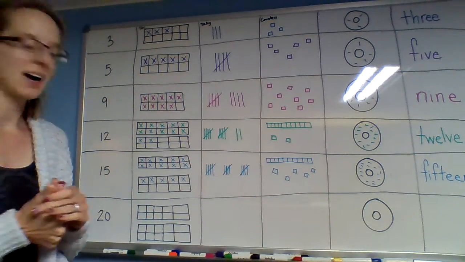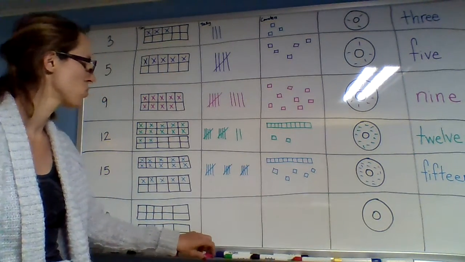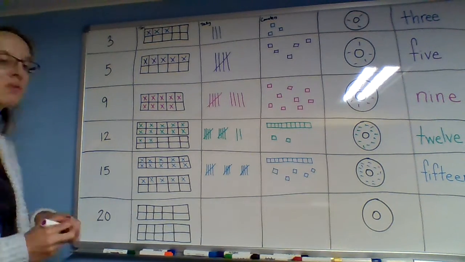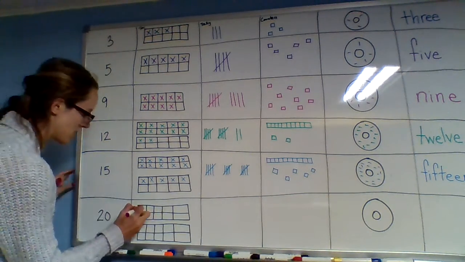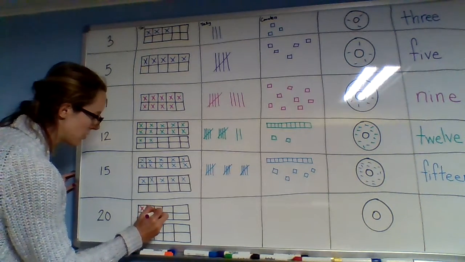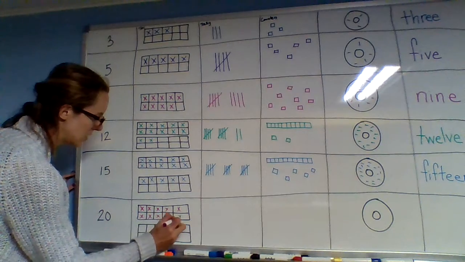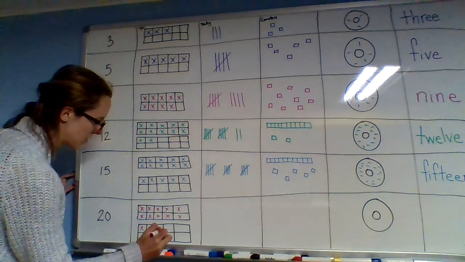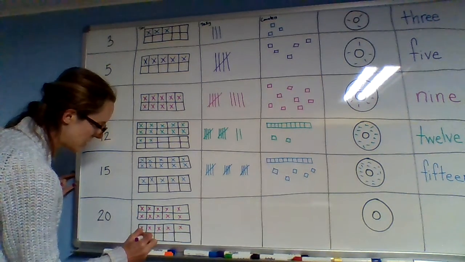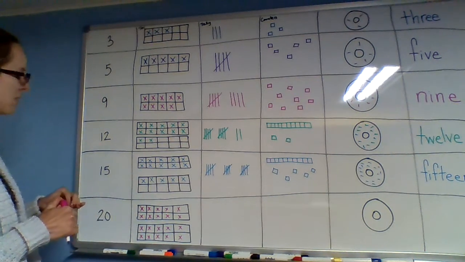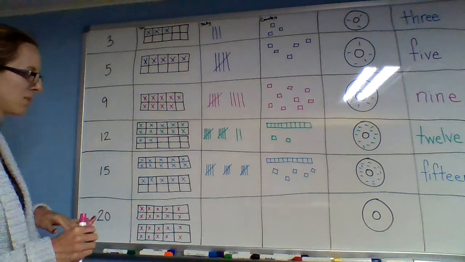Last number we're going to practice with today. Here we go. 20. 20 means 2 full sets of 10 counters. 1, 2, 3, 4, 5, 6, 7, 8, 9, 10, 11, 12, 13, 14, 15, 16, 17, 18, 19, 20. I can count in my tens frames, 10, 20.